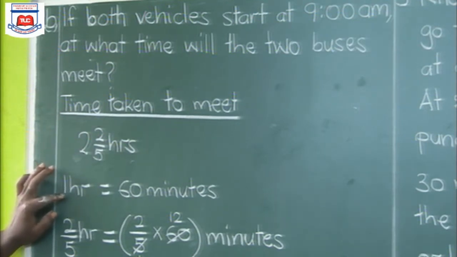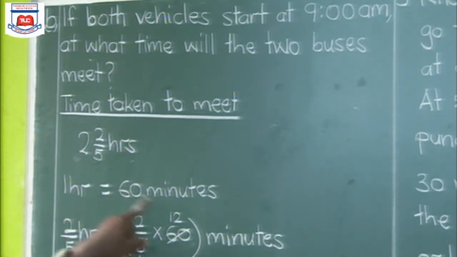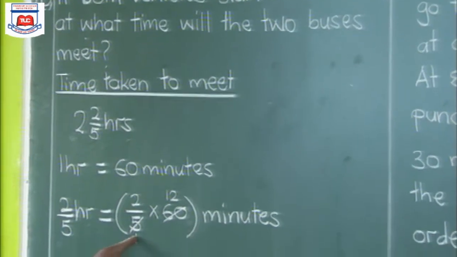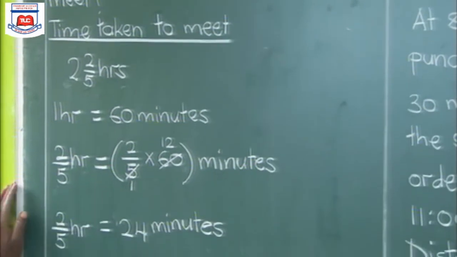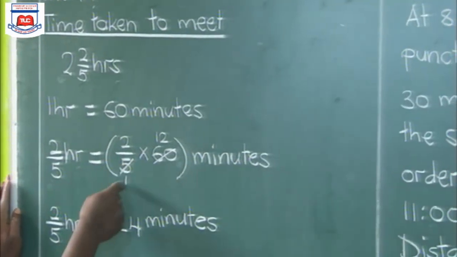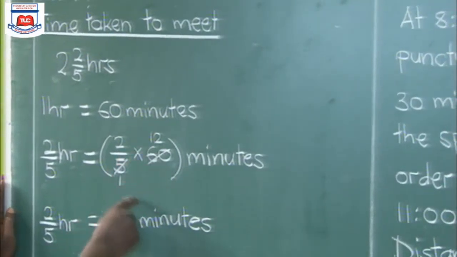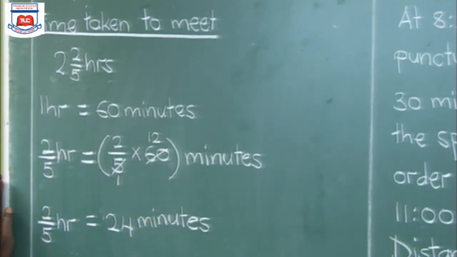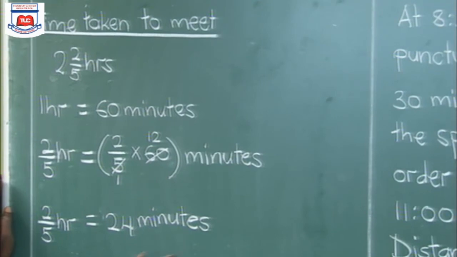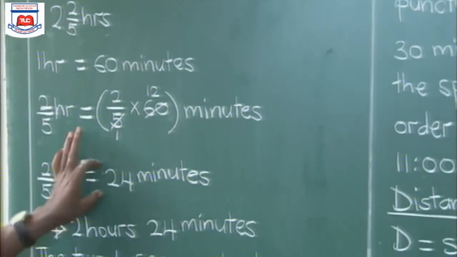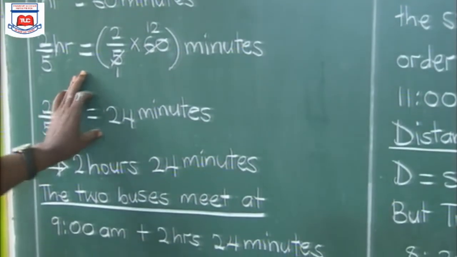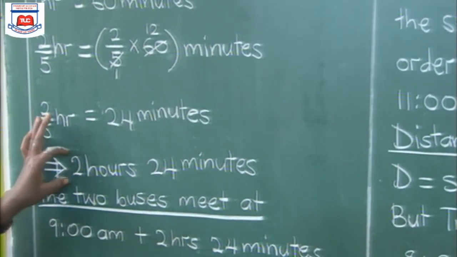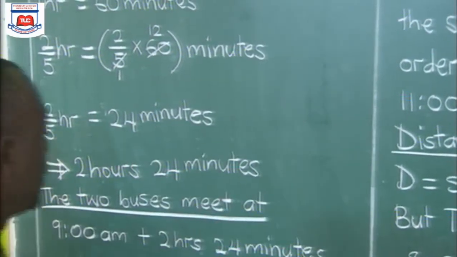So it's widely known that 1 hour is equal to 60 minutes. What about 2/5 hours? We've got 2/5 times 60, and then divide by 5: 5 into 60 gets 12, you remain with 2 times 12 minutes, which is 24 minutes. So 2/5 hours are equivalent to 24 minutes. So they will meet after 2 hours and 24 minutes.